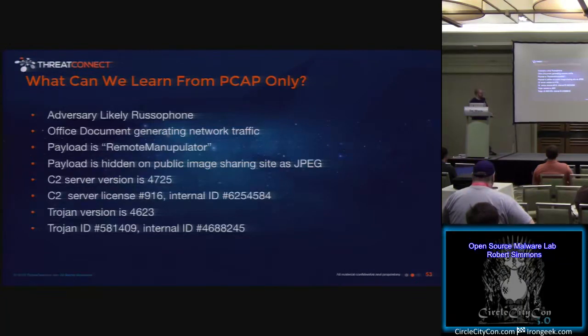And then down here at the bottom, this is the stuff that I gleaned from that XML traffic. As you can see, they're not too smart because they left a lot of very unique information about both the malware implant and the C2. So you have C2 server version, C2 server license number, C2 internal ID number, Trojan version number, Trojan ID number, internal ID number.